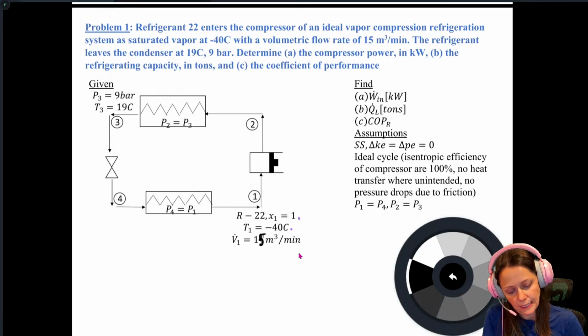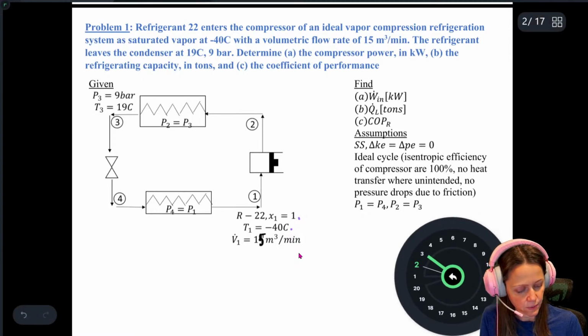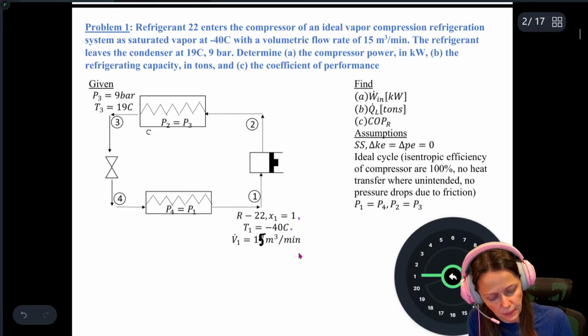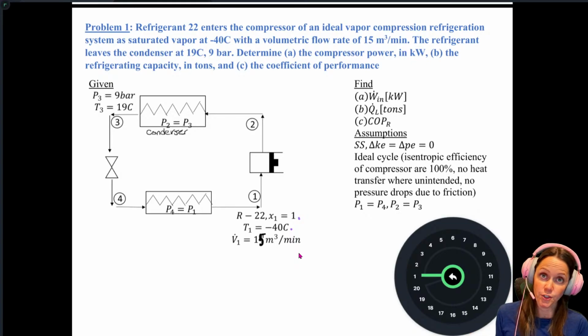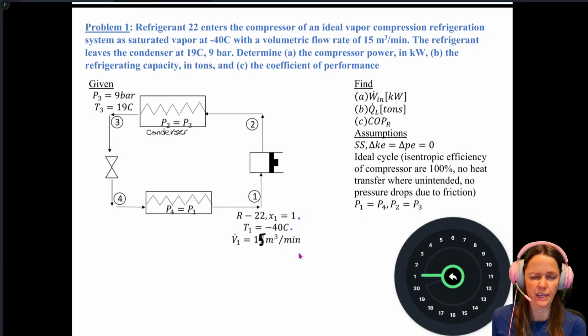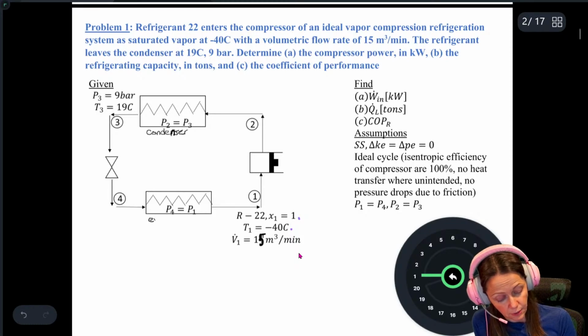The refrigerant leaves the condenser. It doesn't call it a condenser on my diagram here, but that's what it is, because if you look at that TS diagram, you'd see that at state 2, it's coming in superheated, and then it's going to condense all the way to either a saturated liquid or a compressed liquid. And it looks like at state 3, this is probably a compressed liquid, but we will see in just a second. Condenser should be condenser. And then conversely, this one is an evaporator.